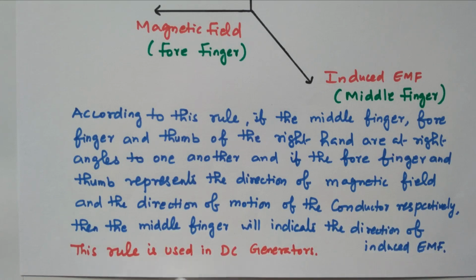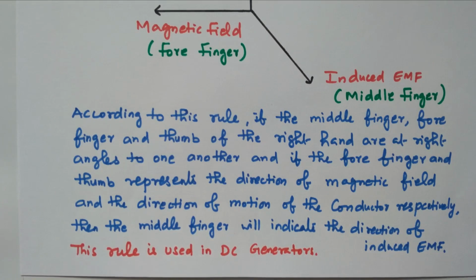So it is used in the DC generators. The DC generator means EMF will be induced. So while applying the magnetic field and when the conductor rotates, the EMF is induced, so the direction of magnetic field and the direction of rotation is indicated by forefinger and thumb. The induced EMF is indicated by middle finger.